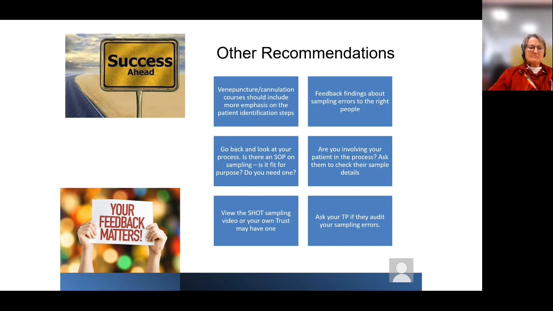Are you involving the patient in the process? Why not ask the patient to check the sample? It's good practice. And finally, ask your TP, do they audit sample errors? They may well do audits in your area. And if they are, it can help you identify where your errors are occurring, and you may want to change your practice. Otherwise, you may know that you're not making any errors, and that's great. You can audit to look for that as well. But those are our recommendations in addition to what the BSH guidance says.